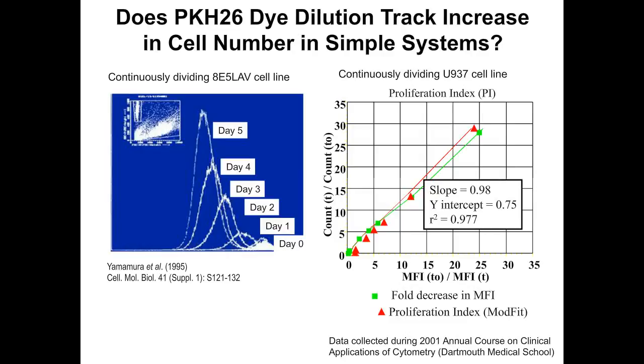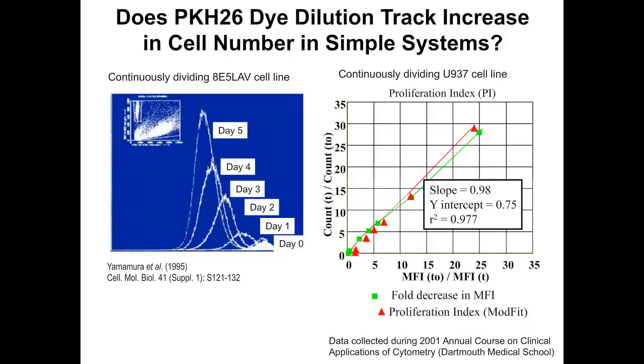This slide illustrates the concept of looking at cell division. It was some work that was done with PKH26. The way this experiment in the upper left was carried out was that some beads were placed into a culture with some stained cells. Then on day 1 through day 5, a sample was extracted from the flask, and a constant number of beads were enumerated. That's the box that you can see in the very upper left-hand corner of the inserted histogram.